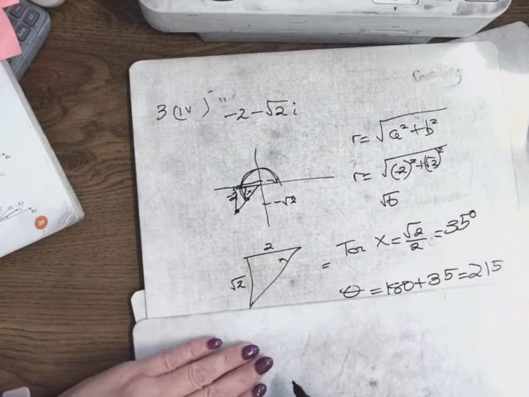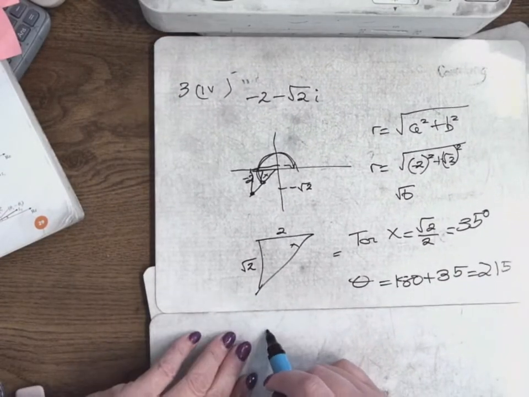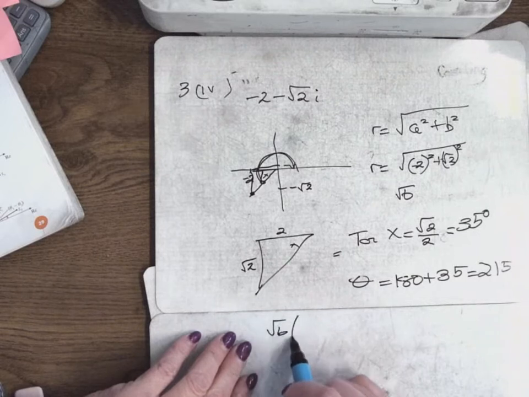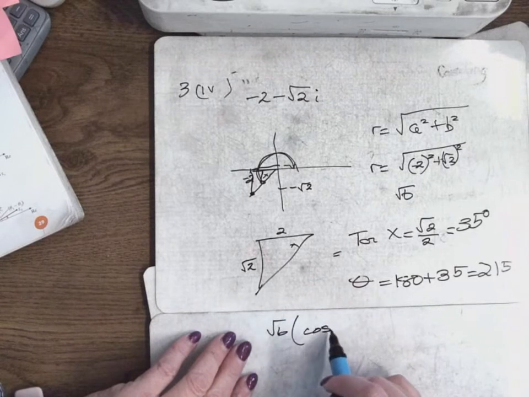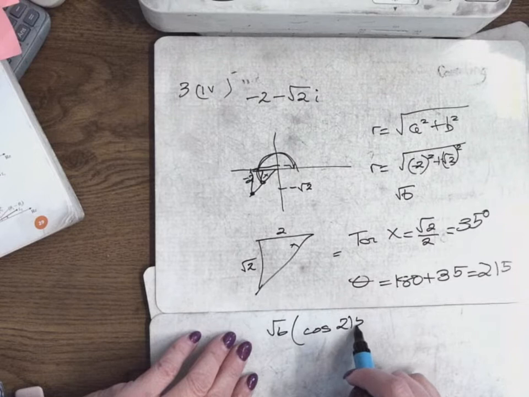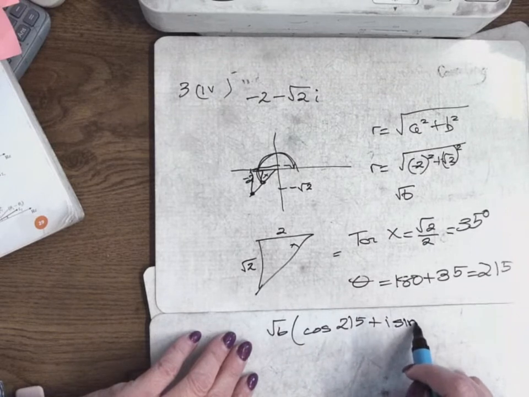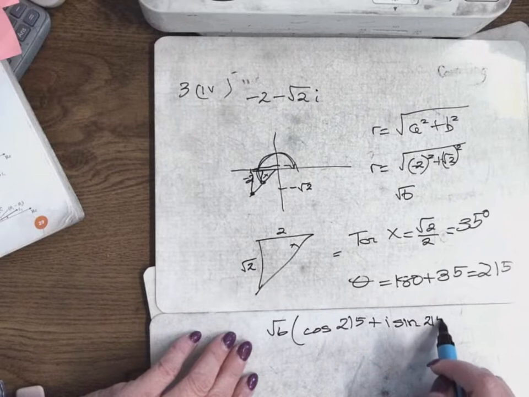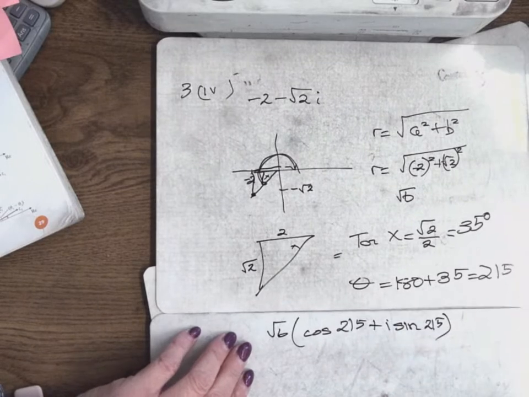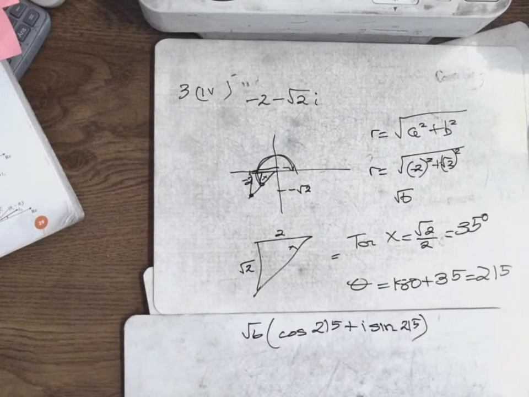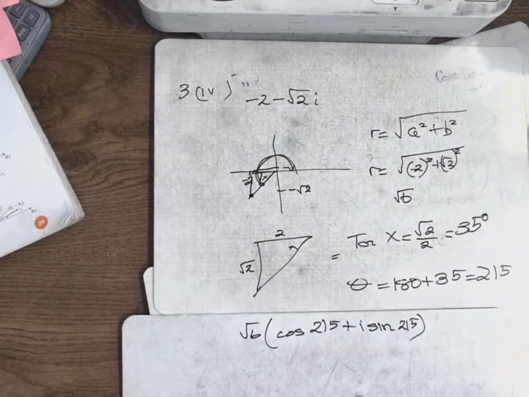r cos theta plus I sin theta. So r is root 6, cos of 215 plus I sin 215. Is that okay? Is that right? Any questions? Right, that's part 4, 3 part 4.